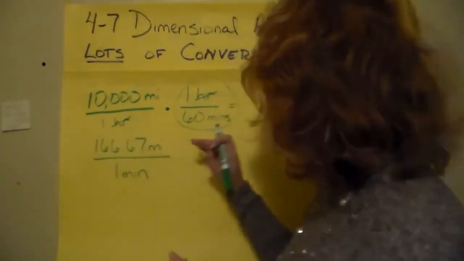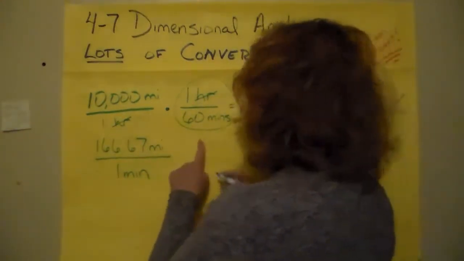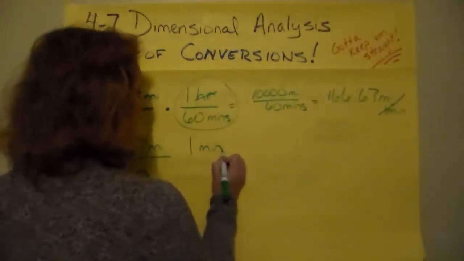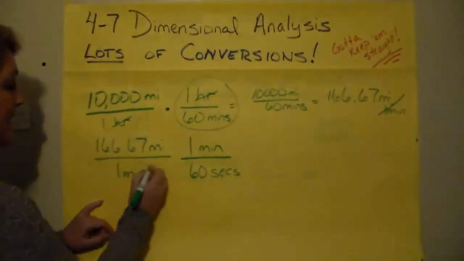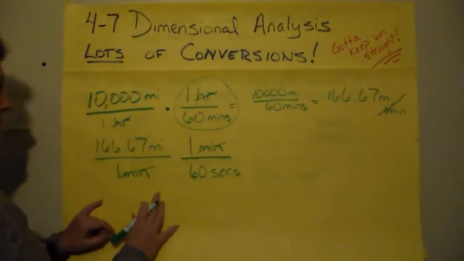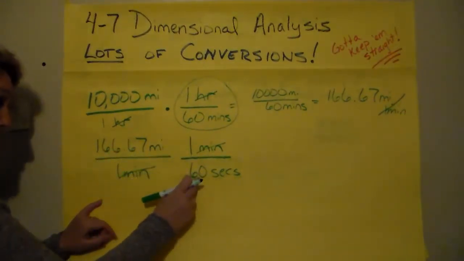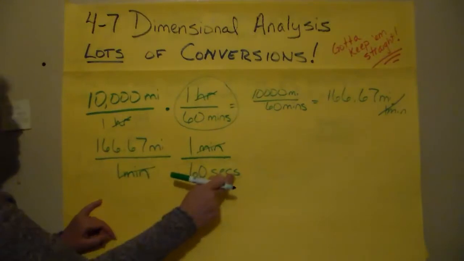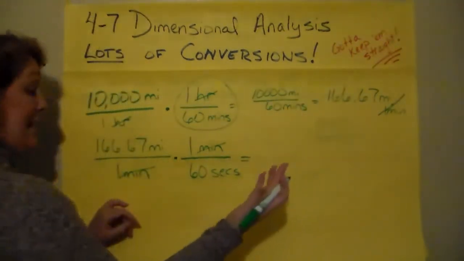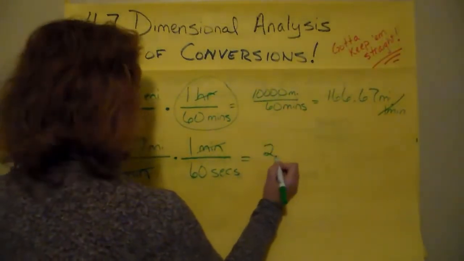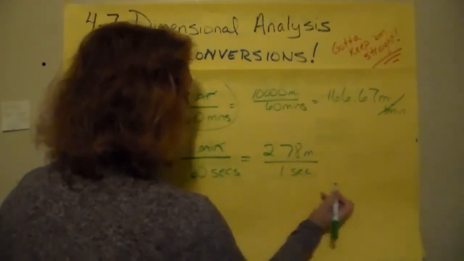Now, do I put the minutes on top or the minutes on bottom? I want the minutes to cross-cancel. So I want to put the minute on the top, and I want to put the 60 seconds on the bottom. Because now the minutes cross-cancel, and once again, I have 166.67 divided by 60, and that gives me miles per second. And when I multiply those together, I'm dividing them. So I get 2.78 miles per second.